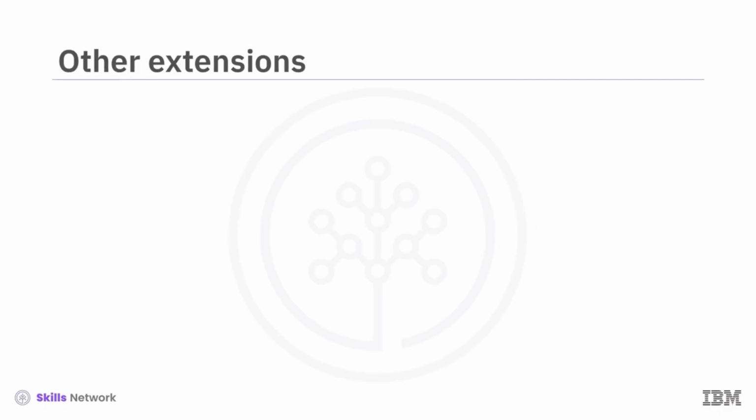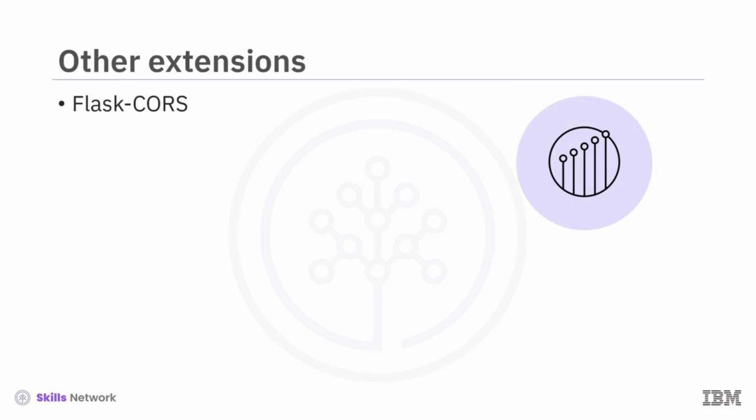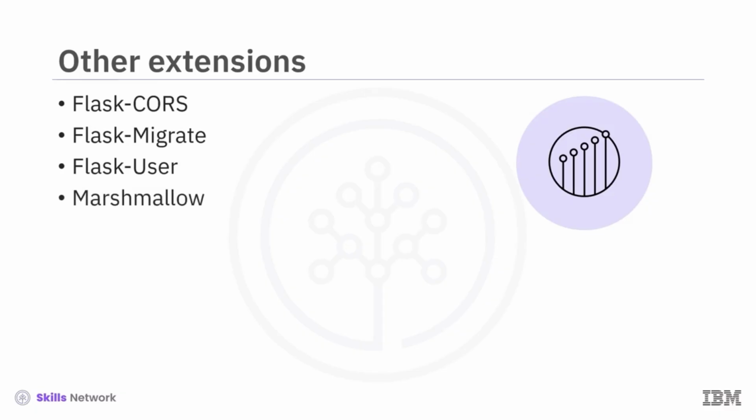Here are some other extensions. Flask CORS allows your application to handle cross-origin resource sharing, making cross-origin JavaScript requests possible. Flask Migrate adds database migrations to SQLAlchemy ORM. Flask User adds user authentication, authorization, and other user management activities. Marshmallow adds extensive object serialization and deserialization support to your code. Finally, Celery is a powerful task queue that can be used for simple background tasks and complex multi-storage programs and schedules.